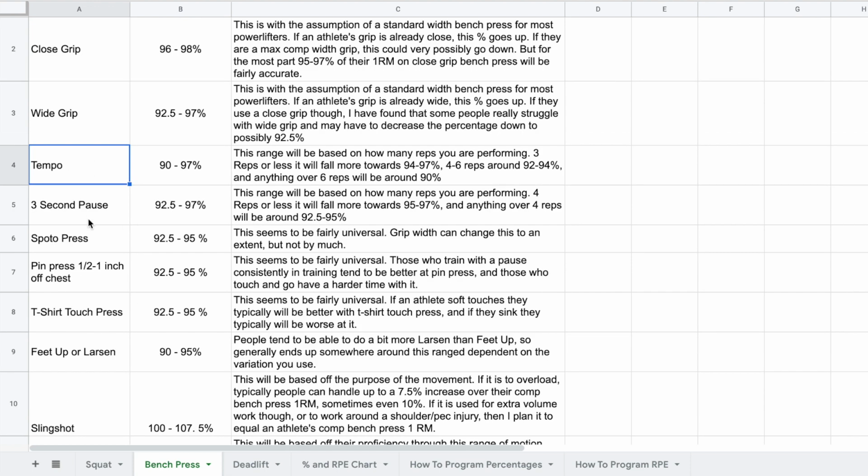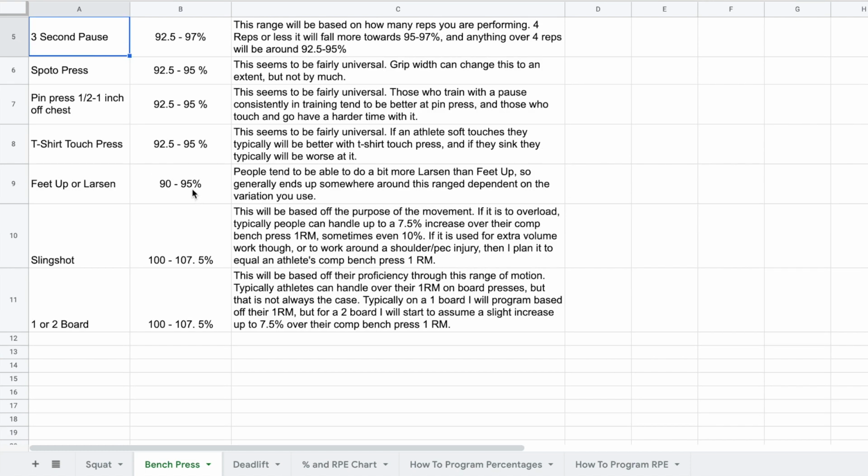We've got tempo. So tempo and 3-second pause, just like I mentioned on squat, that's going to be very rep dependent. Not only is it going to be self-limiting in the sense of just being a little bit harder, so we're going to program down in the percentage from our normal 1RM, but we also have to change that based on how many reps we're doing because of the time under tension.